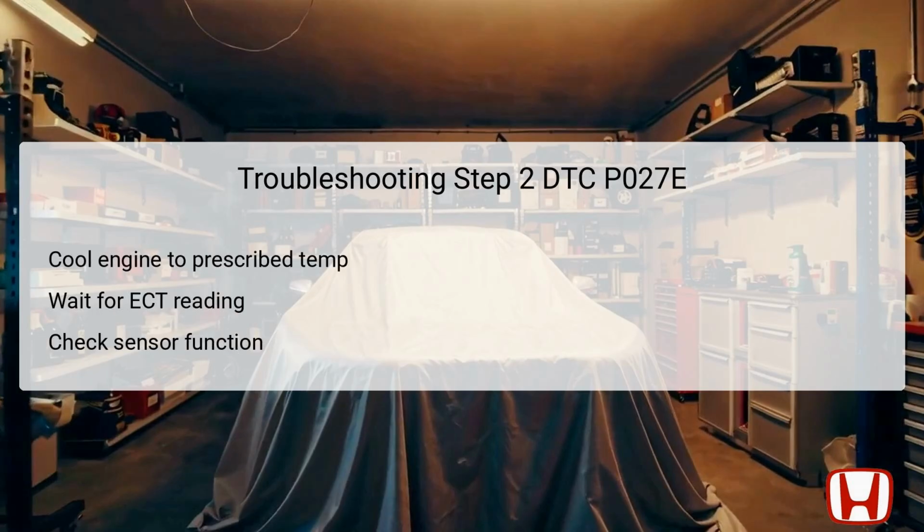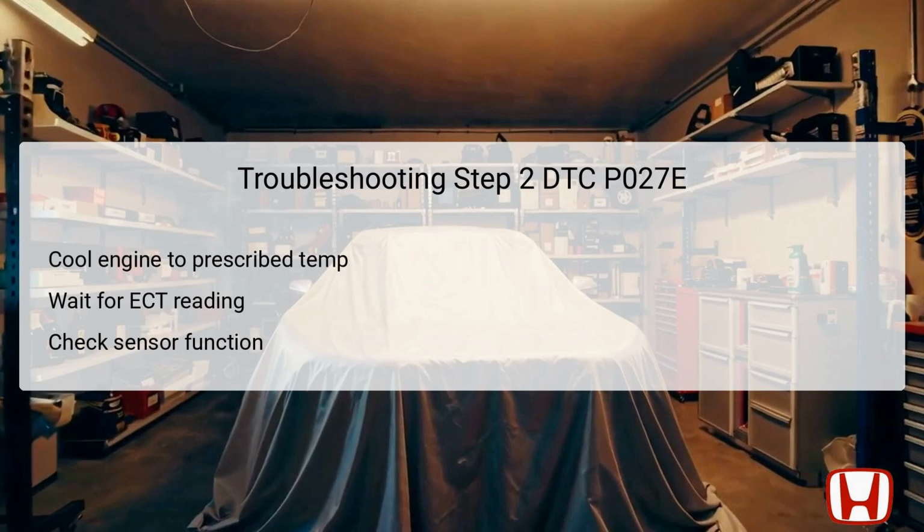For the second troubleshooting step, the technician is required to let the engine cool until the engine coolant temperature, ECT, sensor 1, meets 77 degrees Fahrenheit, 25 degrees Celsius or less. This step is vital for accurately assessing the air-fuel ratio control system's response during cold start conditions.